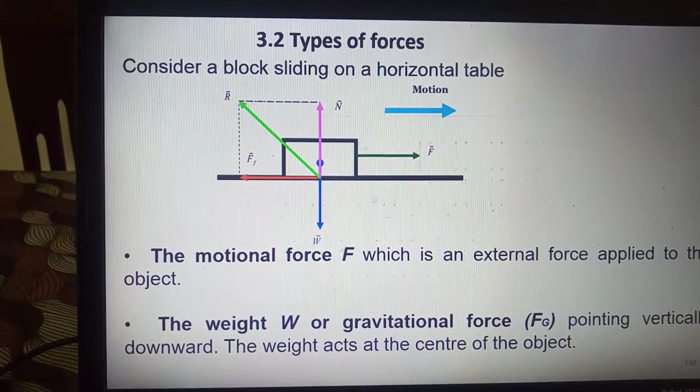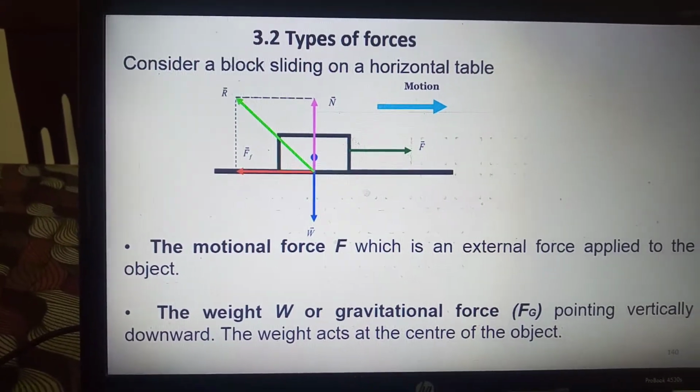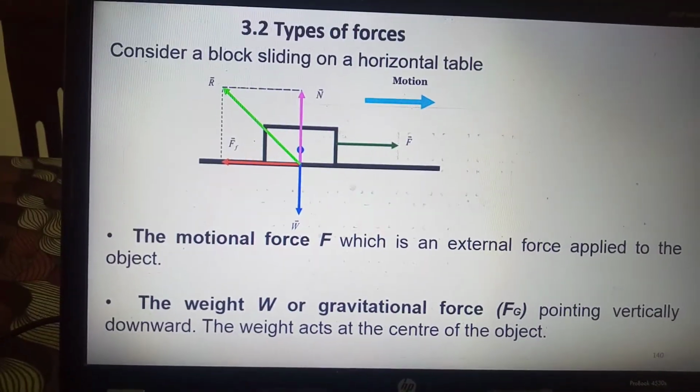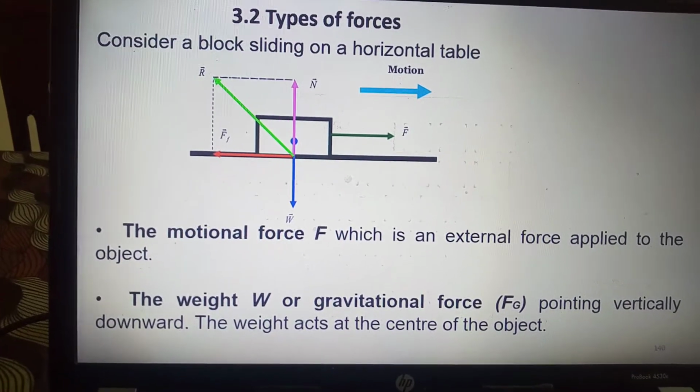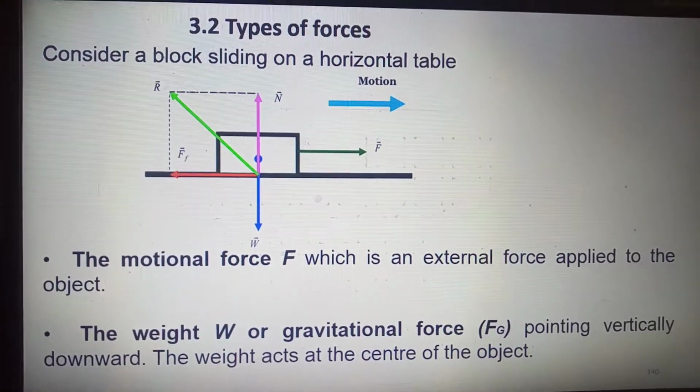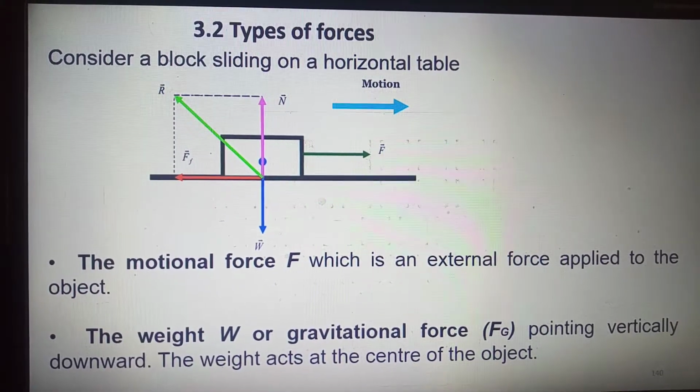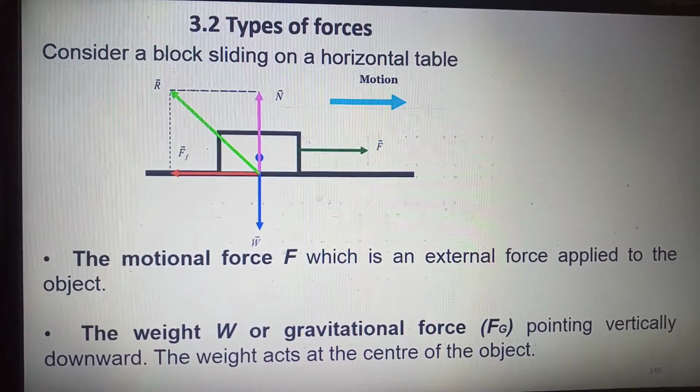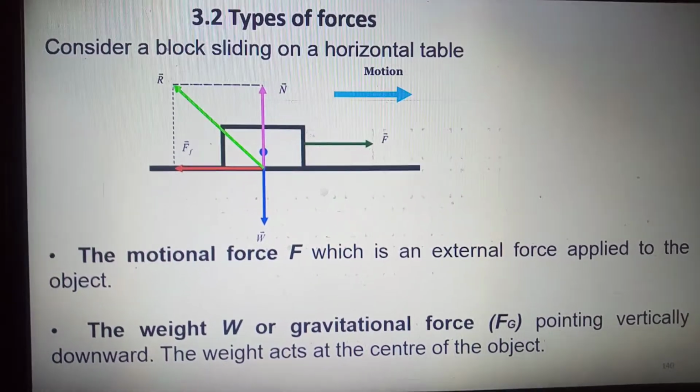In the first law, second law, and third law of Newton, we talked about forces, and the force is taken as the cause of motion. And then here we need to know what the types of mechanical forces are that act on a body.